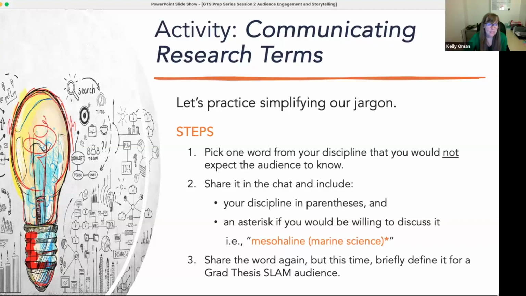And Mel, I see you had an asterisk by yours. So if you want to tell us about, is that a Latin term? Yeah, it's a Latin legal term. Just put the explanation in the chat window. Great.